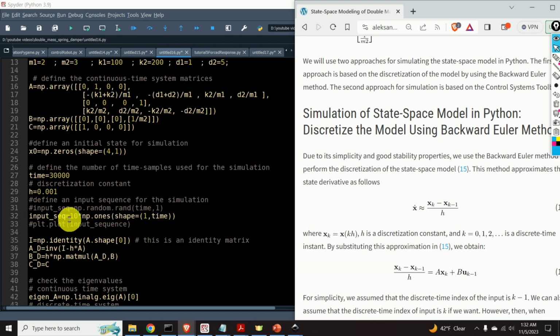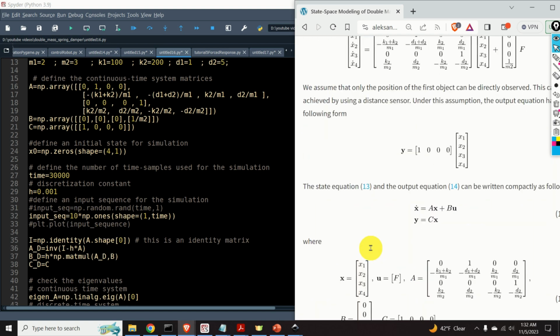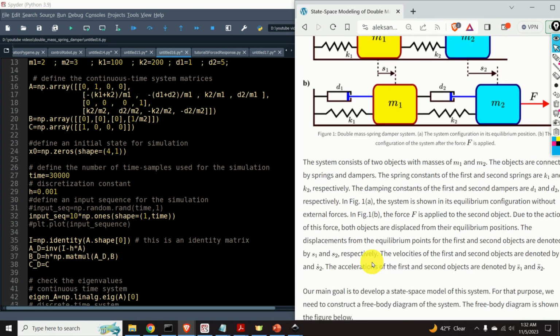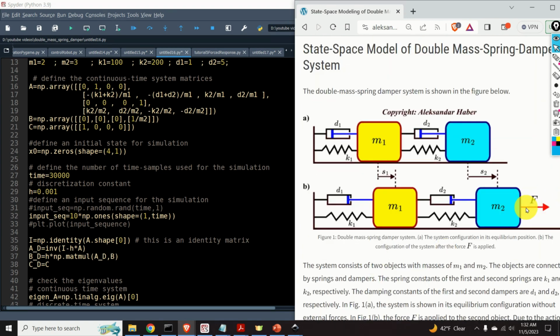I will simulate a scaled step response of the system. That is, I will simply assume that the external force F acting on the system is always equal to 10 newtons for the time duration of the simulation, that is, for 30,000 time samples. Notice over here that I'm actually not simulating the system behavior for 30,000 seconds. I'm actually simulating for 30,000 multiplied by 0.001.